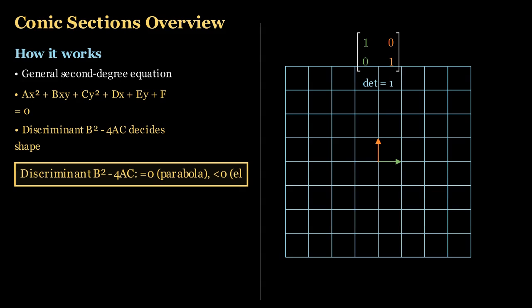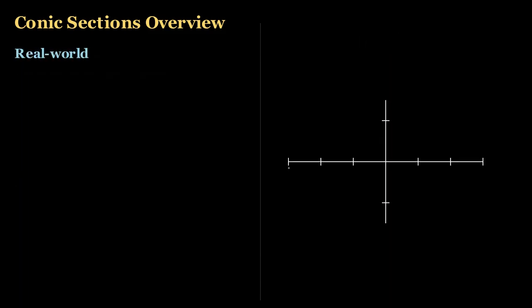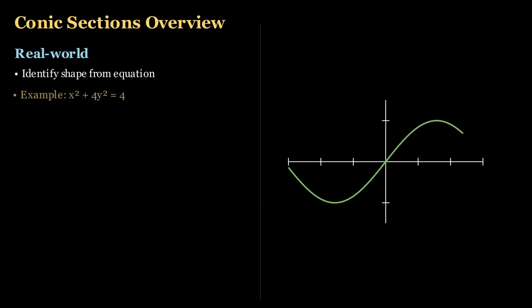Now, compare this to the general equation. Here, a is 1 over 4, b is 0, and c is 1. The discriminant b squared minus 4ac is 0 squared minus 4 times 1 over 4 times 1, which is negative 1. Since the discriminant is less than 0, we know it's an ellipse. The numbers under x squared and y squared tell us the size. The semi-axis along x is the square root of 4, which is 2, and along y is the square root of 1, which is 1.